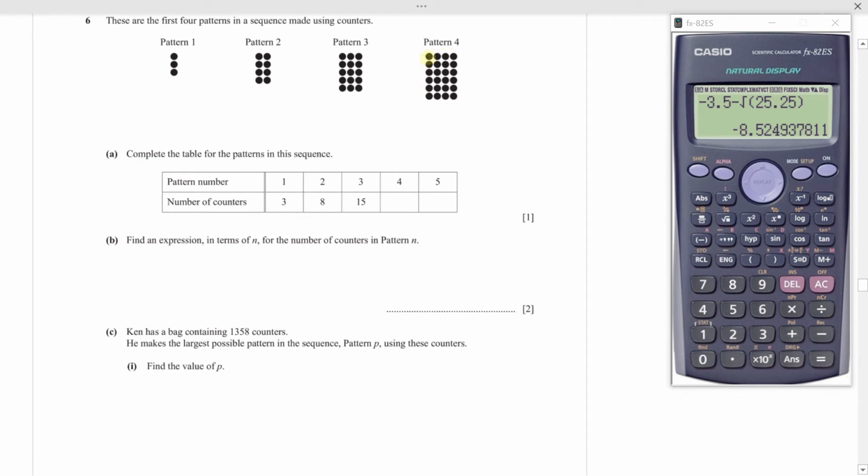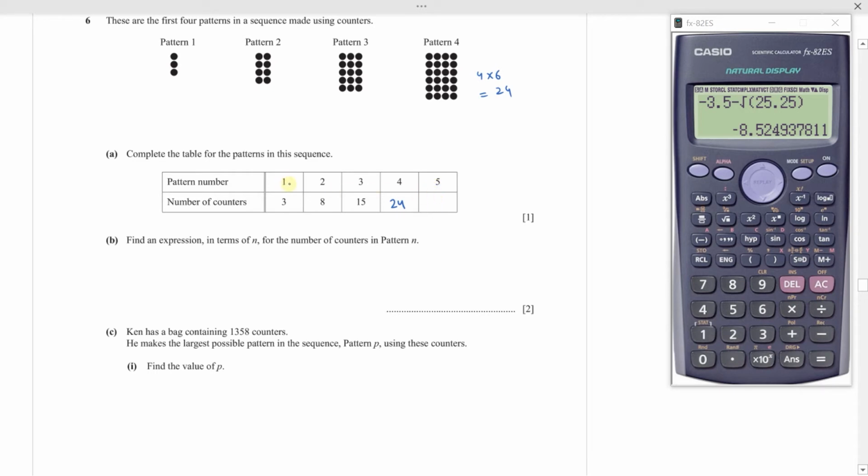And then how many rows do you have? 1, 2, 3, 4, 5, 6. So 4 times 6 will be 24. So you have 24 counters in pattern 4. If you want, you can count them all as well. But I just took the number in the column and then the rows and then multiplied them to get the total here. And then you have to find the number of counters in pattern number 5.